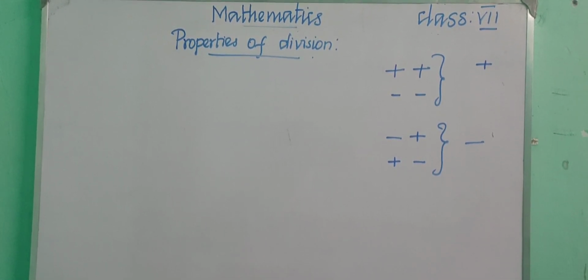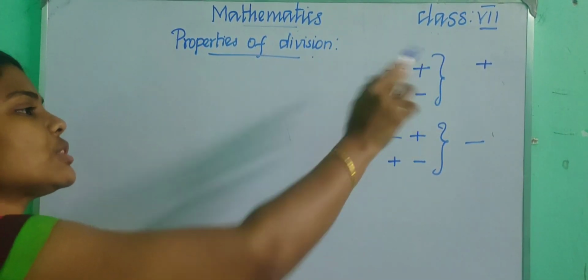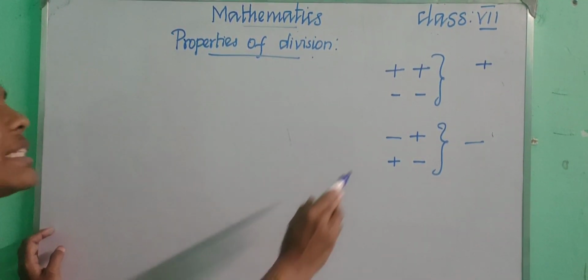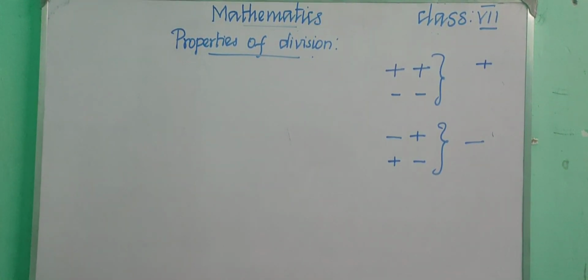So children, can we recall what we have learned in the previous class? We have learnt about division of integers, right? In division of integers also, it is the same as multiplication, the sign rule. Same sign means we need to put plus. If it is plus and plus, we will put plus. Minus and minus also we should put plus. If it is different sign, that is minus and plus, plus and minus, we need to put minus sign. That is what we learnt in division of integers, right?